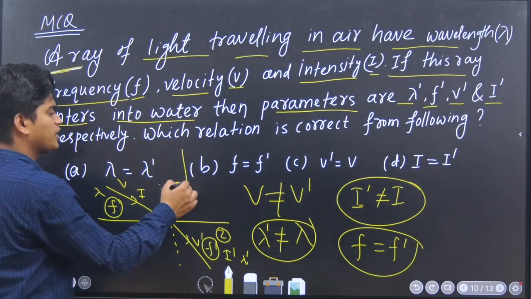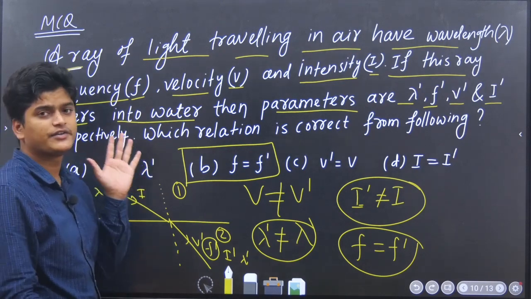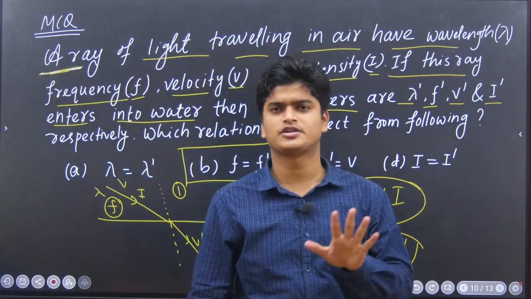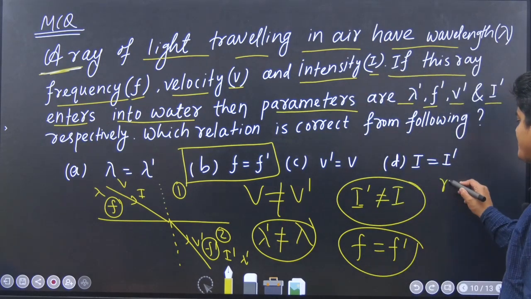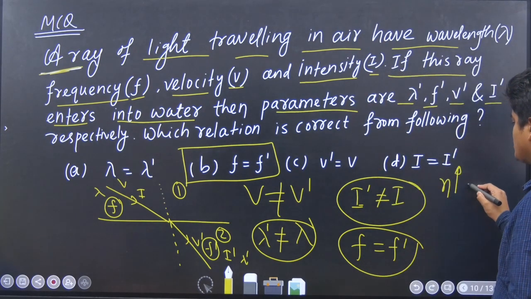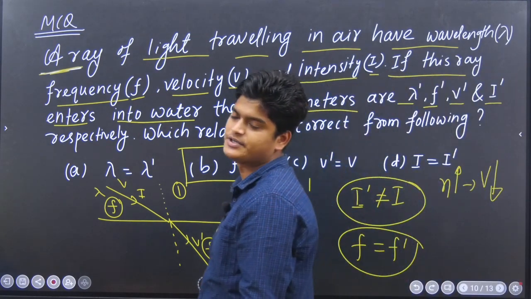So, which of those is correct? Now, this B will be correct. That means frequency remains constant in refraction or reflection, frequency does not change, other quantities will change. And remember, if the refractive index is more, then the speed of light in that medium will be less, it will decrease the speed of light.